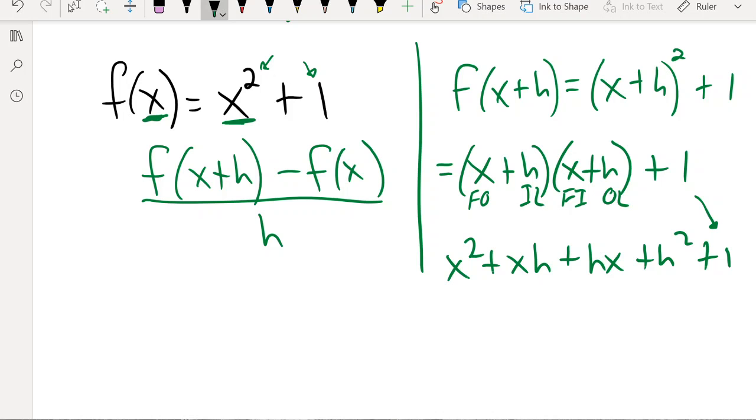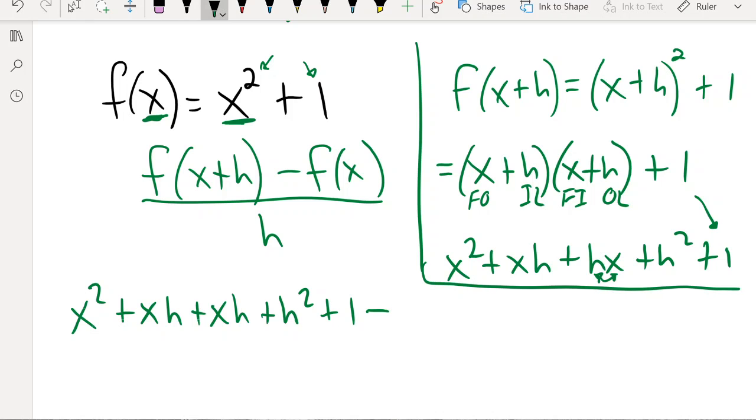So then let's go ahead and put that in here. x squared plus xh plus, I'm going to switch this to an xh, hx and xh is the same thing, plus h squared plus 1 minus the function. So minus the function. I have to be careful though, because if I minus a whole function, it's like taking the opposite of each thing that's inside of it. So it wouldn't just be minus x squared plus 1, it's going to be minus the whole thing.